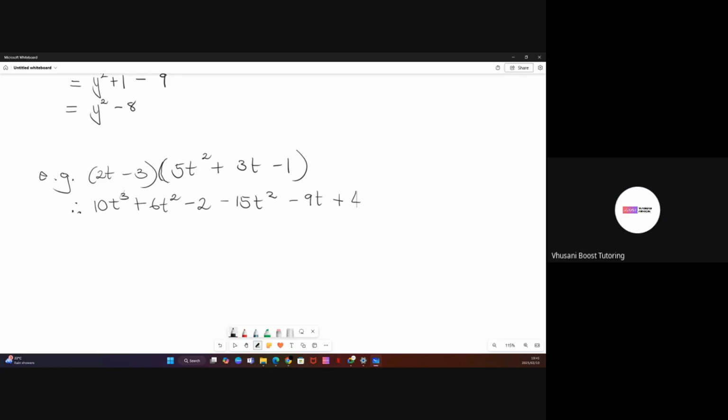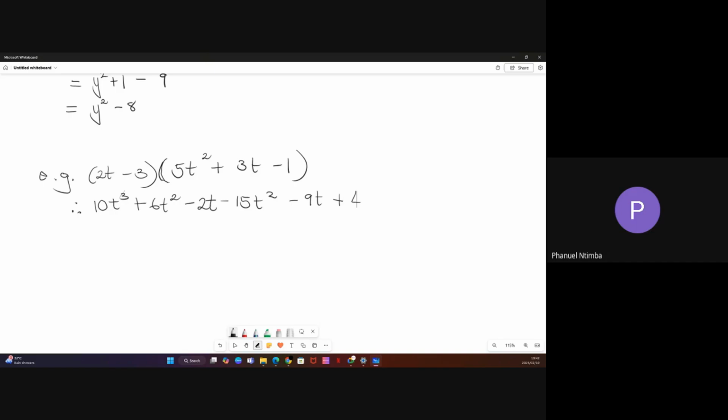Sorry to disturb. Can I ask something? Okay, not a problem, shoot. He said 2 multiplied by 5t squared is 10t cubed, right? Okay. And the next, 2t multiplied by 3t gives 6t squared, right? But why did he say something different for the last one? Oh, okay, yes. For the last term, it's supposed to be a 2t over here. So maybe I didn't hear him when he was saying it. Yeah, it's supposed to be like that.